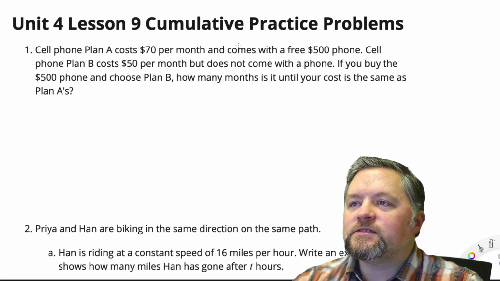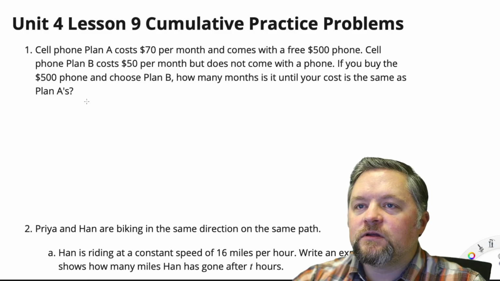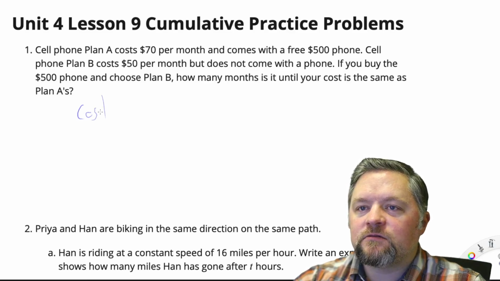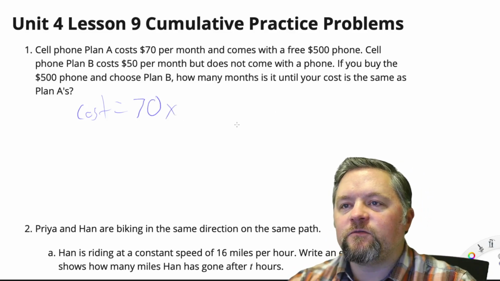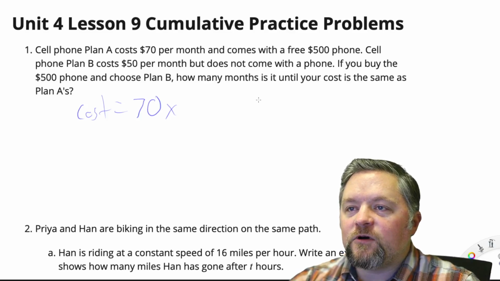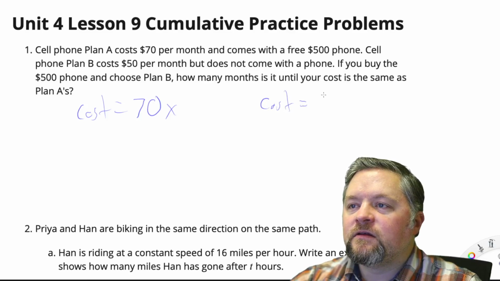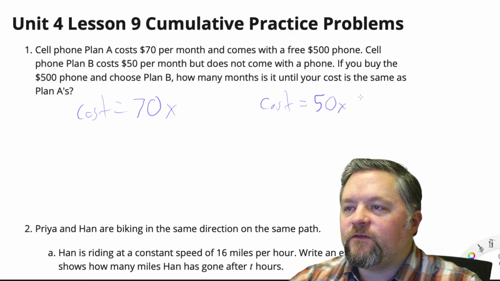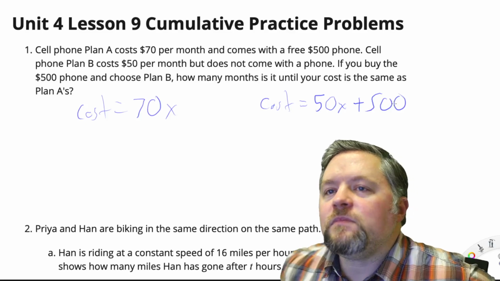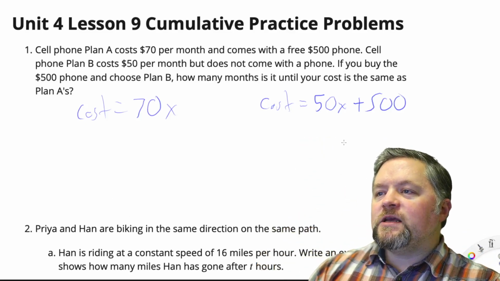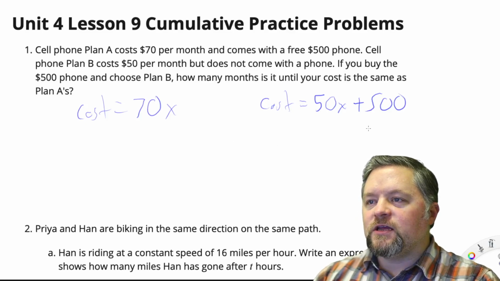Plan A is $70 a month and comes with a free $500 phone. So that one is just the cost is 70x, 70 times the number of months we've had the plan. The other one, the cost is $50 a month, 50x, plus 500. So, how many months is it until your cost is the same? What are we going to do here?